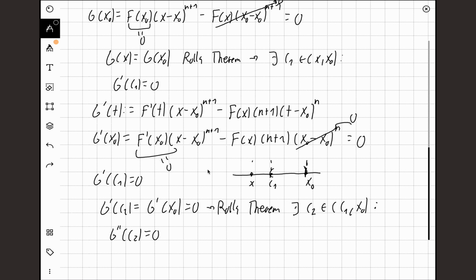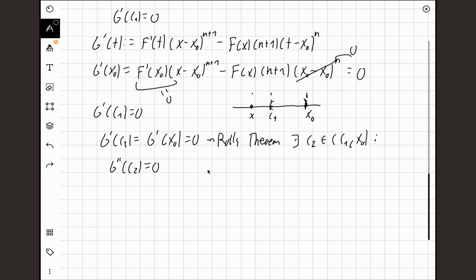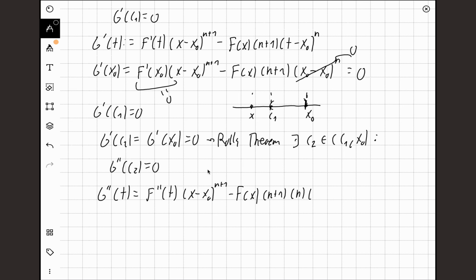And now the idea is we keep on repeating this. For the second derivative, we find what the second derivative of g actually is. What is the second derivative of g of t? Well, that would just equal the second derivative of f of t. Copy down the constant, (x minus x0) to the n plus 1, and again minus f of x. Here the n gets carried over once again, so we keep the n plus 1. We add the n, then we get (t minus x0) to the power of n minus 1, because, again, we subtract 1, the classic power rule.